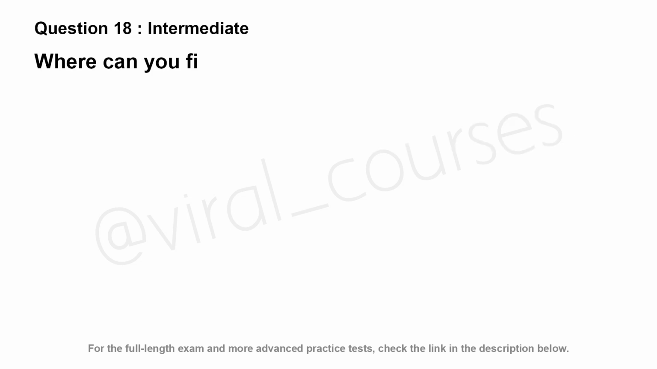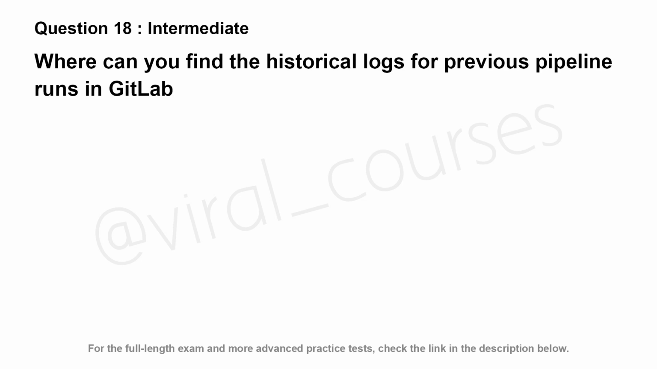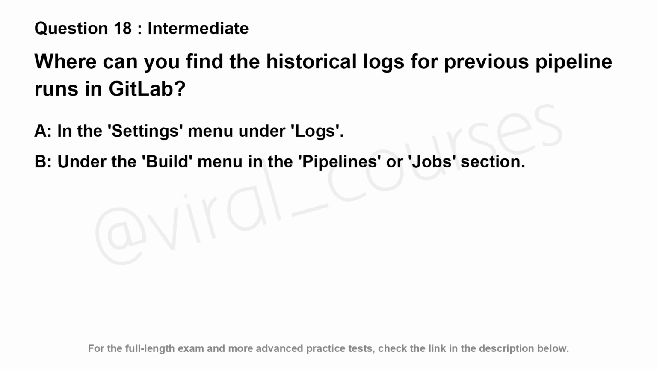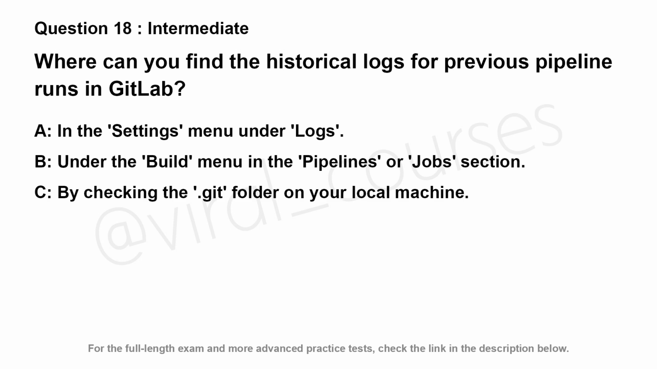Where can you find the historical logs for previous pipeline runs in GitLab? Option A, in the Settings menu under Logs. Option B, under the Build menu in the Pipelines or Jobs section. Option C, by checking the .git folder on your local machine. Option D, by contacting GitLab support.